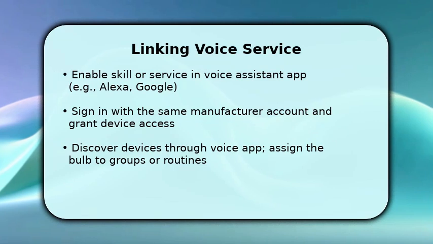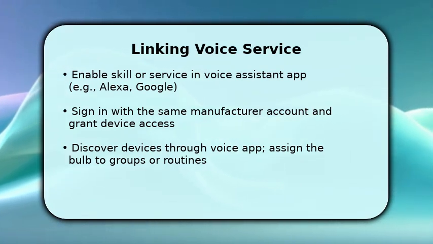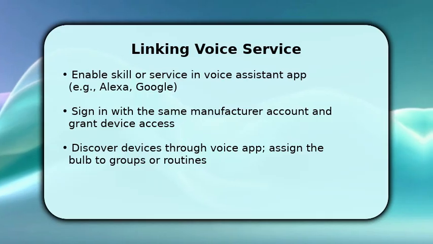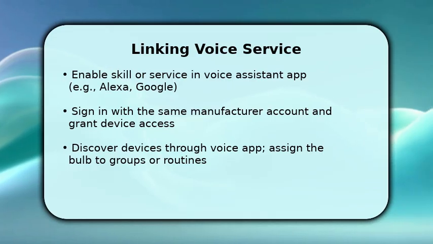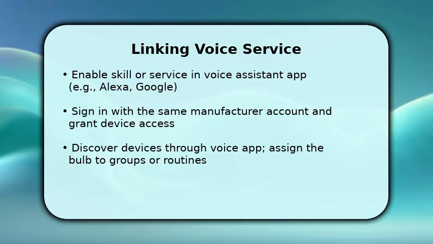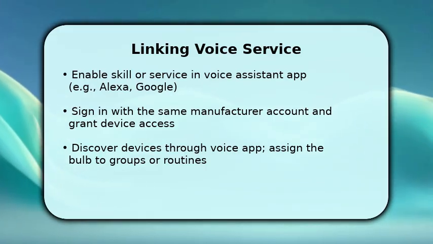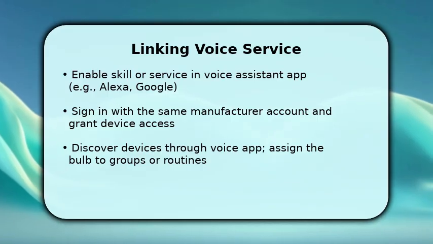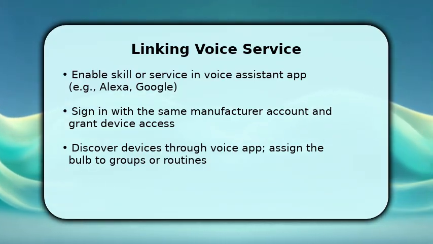Now link the bulb account to your voice assistant. Open the assistant app, enable the manufacturer skill or service, then sign in with the same account you used earlier. This authorizes control and exposes devices. Once linked, run device discovery so the assistant finds your named bulb. After discovery, assign it to a group or create a routine if you want scenes. You're doing this because grouping and clear names reduce misfires and let single commands control multiple lights reliably.